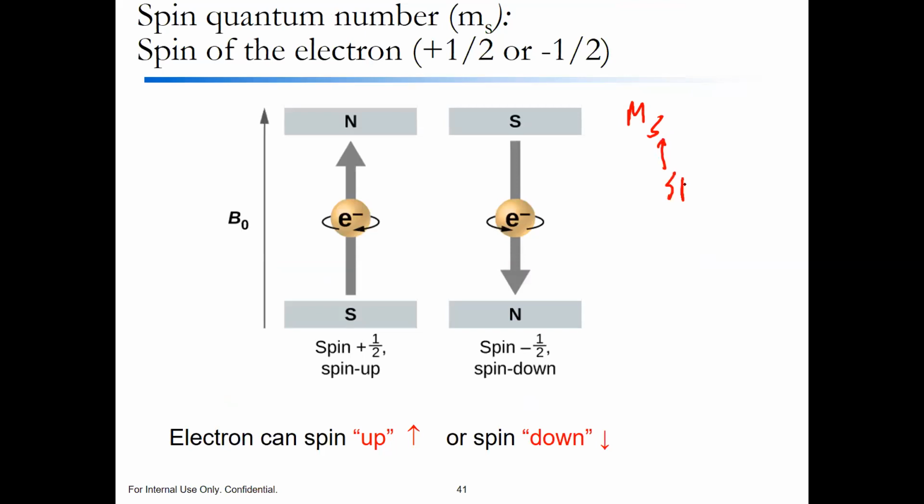Then the last number, m_s. S means spin. And the numbers for m_s can be plus 1/2 or minus 1/2.